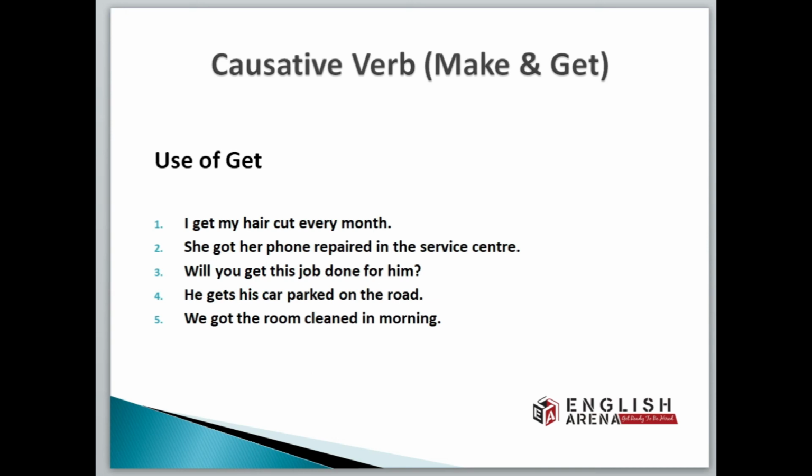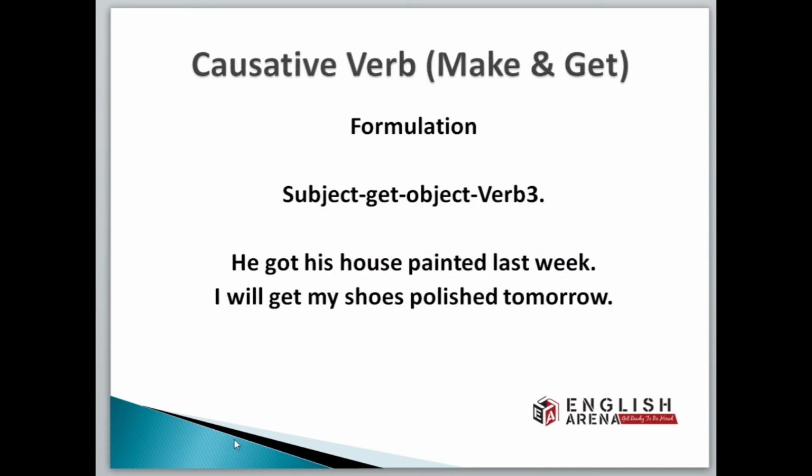Now guys, let's talk about the formulation. This is the slide where I have explained about formulation. So we start with subject, then get, and then the object, and the third form of the verb. Okay, so he got his house painted last week. He is the subject, got is the causative verb, house is the object, and then the third form of the verb. Or I will get my shoes polished tomorrow. Okay, so guys, this was all about causative verbs. This was all about get and make.